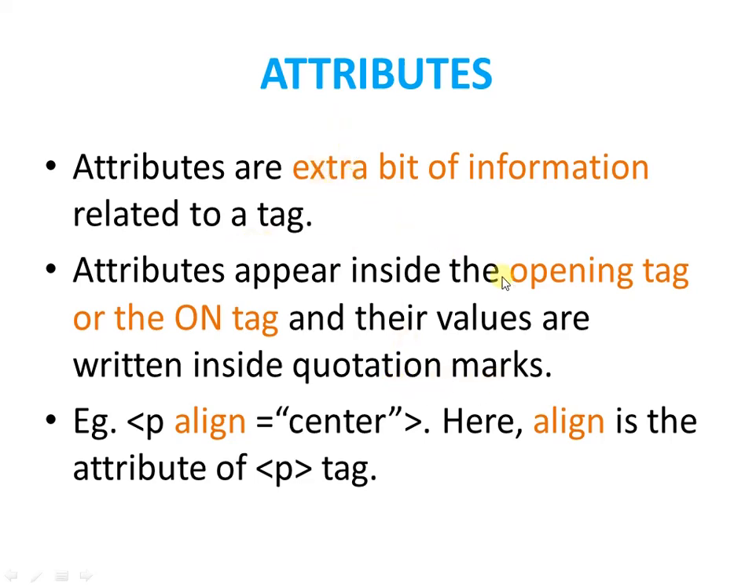Where will we specify the attribute? In the on tag or the opening tag. You can see the example here. This is the paragraph tag. Now suppose in the paragraph tag we want to align the paragraph in the center, so we can use the align attribute of the paragraph tag. We have to write align equal to center. The value of the attribute will come in quotation marks as given here. Here align is the attribute of the p tag. So this is how we are going to use the attribute. In the next class we will learn more about other things in HTML. Thanks.